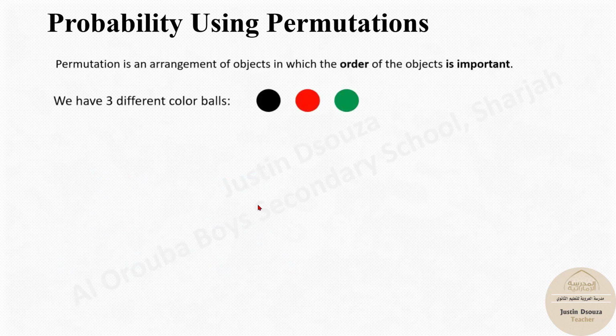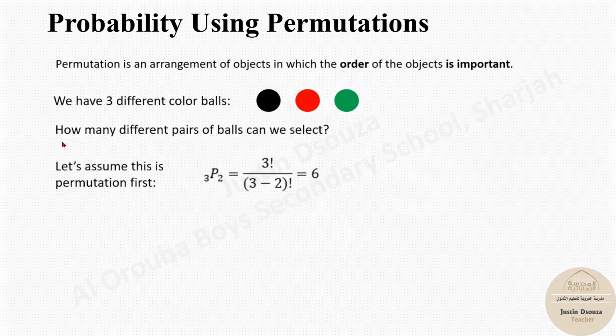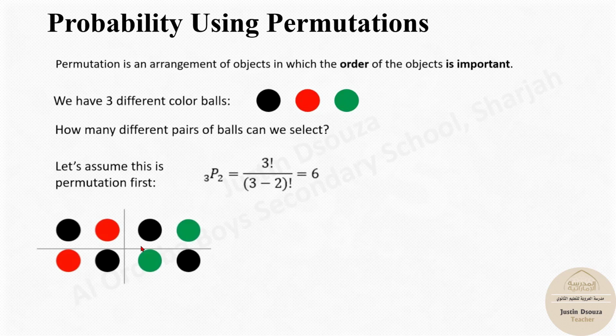Now let's imagine a situation where you're picking up balls. How many different pairs can we select from these three balls? What does pair mean? Pair means any two. How can you select any two? Let's look at it for better understanding. There's one way you can select these two, black and red or red and black, because each order matters here. These are different arrangements altogether. Or you can take black and green, green and black, or red and green, green and red. So these are the six different ways, right?